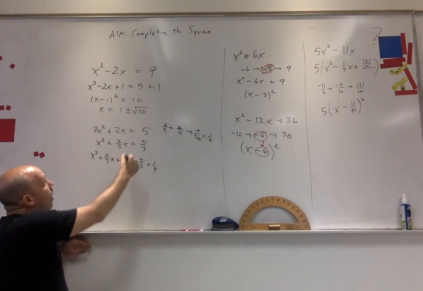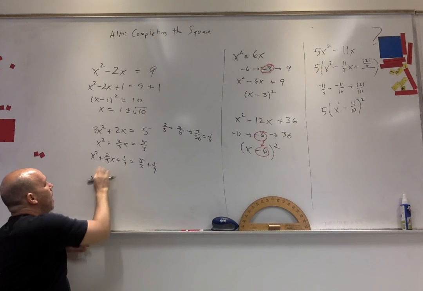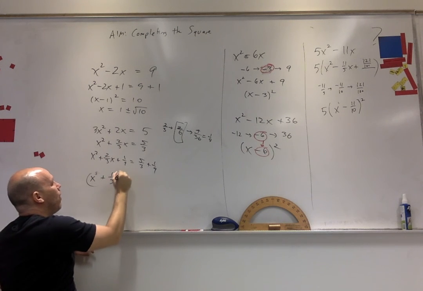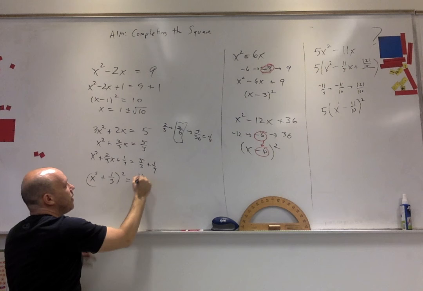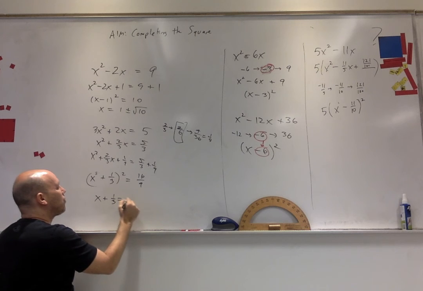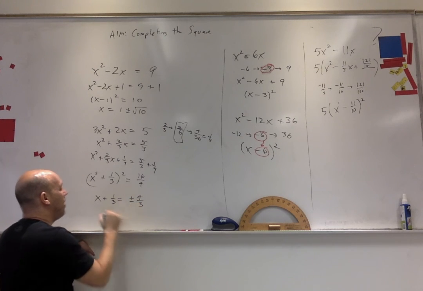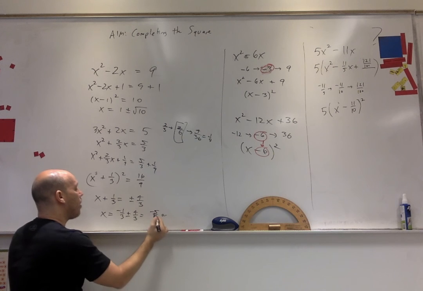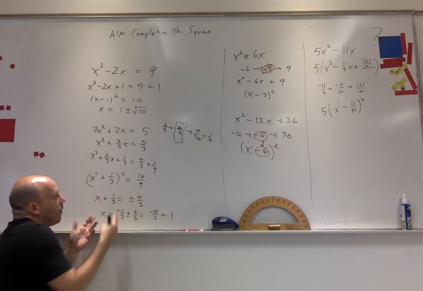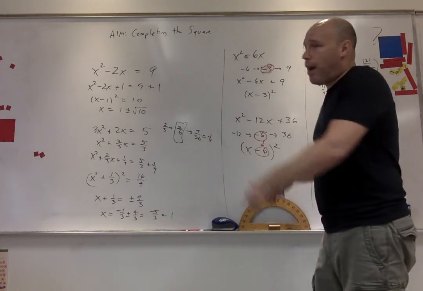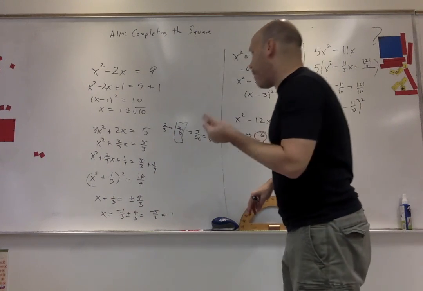And then what do we have here? Well, I know that it's x plus 1/3 squared equals 16 over 9. x plus 1/3 equals plus or minus 4/3. x equals negative 1/3 plus or minus 4/3, which equals negative 5/3 or 1. A little bit faster, but yeah. And so that's the idea. Once again, I like completing the square. I like moving at the pace.